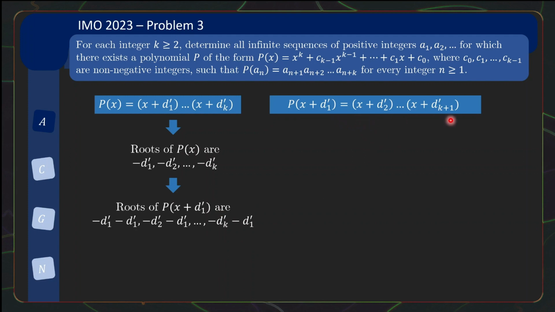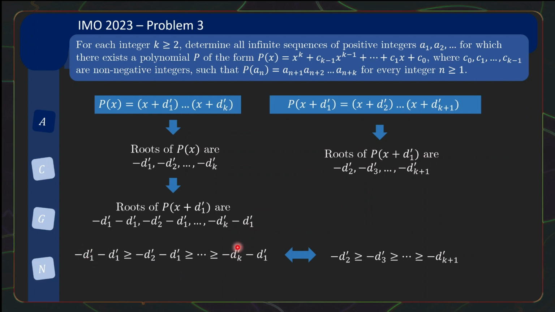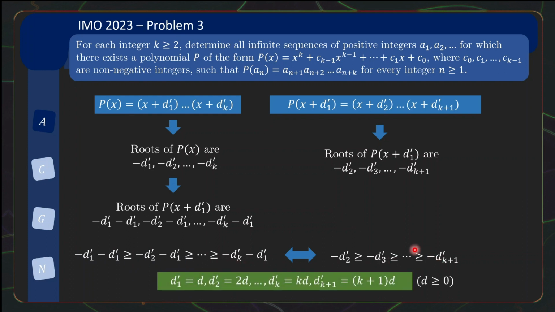But on the other hand, if we look at the factorized form here, the roots of P(x) plus d1 prime are given directly by minus d2 prime, minus d3 prime, and so on until minus d(k+1) prime. So these are the same things. This set of roots must equal this set of roots. And of course, recall that the di primes are in increasing order because they are gaps that are getting wider and wider. So we have these inequalities and these inequalities, and these two multi-sets of values coincide. So this tells us that they match, the corresponding terms agree.